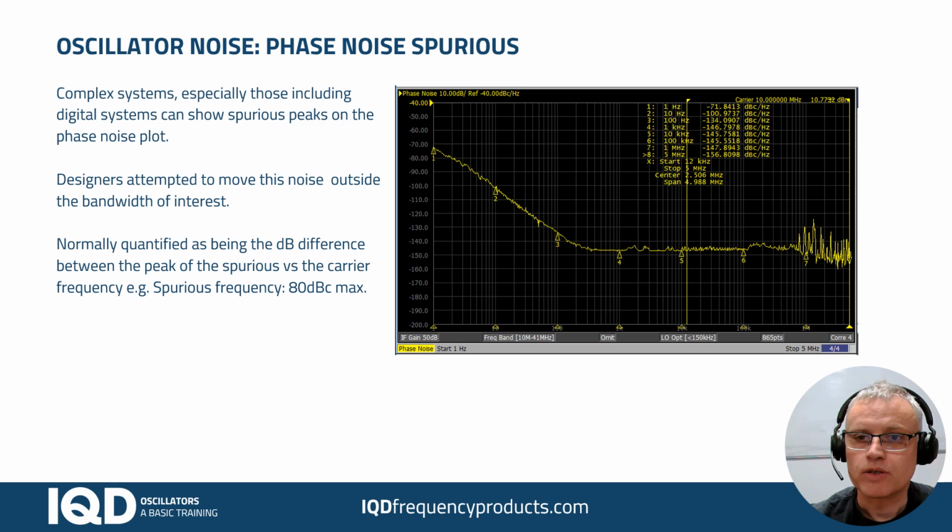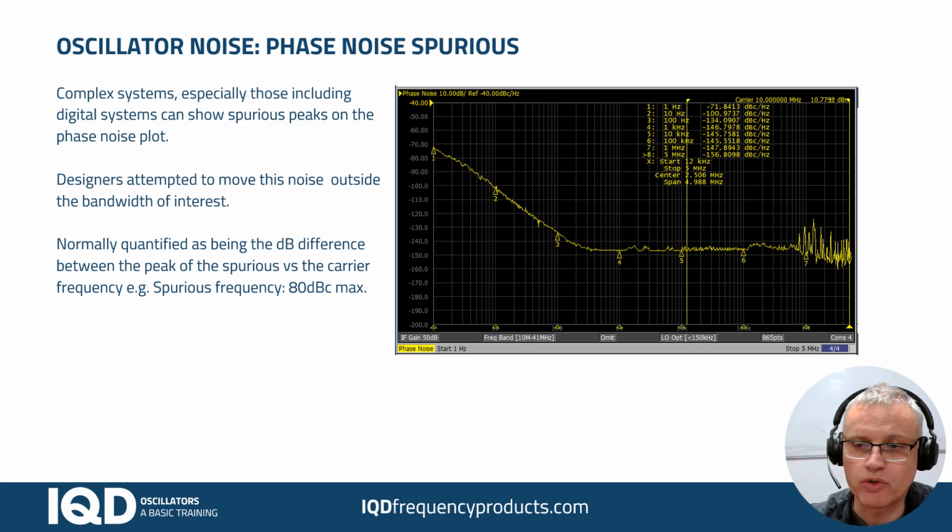Now let's look at spurious response. On the phase noise plot on the right there, at the very far end we can see some spikes happening here. This is in fact coming from a complex system which has got a digital control loop, it's got some digital switching, it's got a processor running inside, and it's giving the user a lot of complex information about the state of the oscillator as it's running.